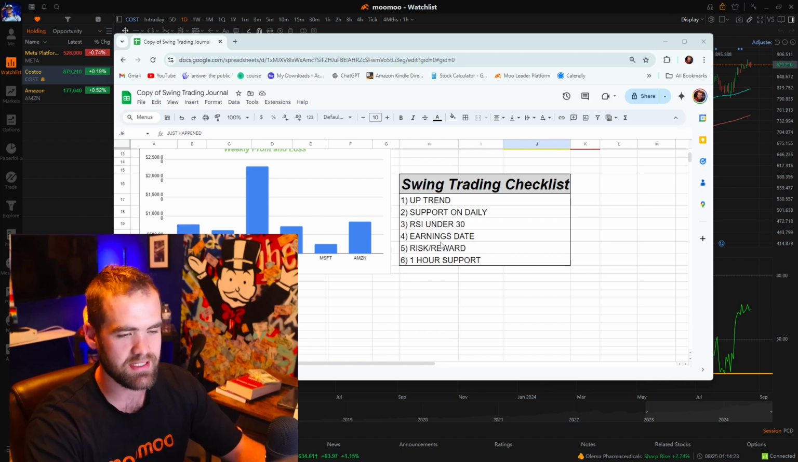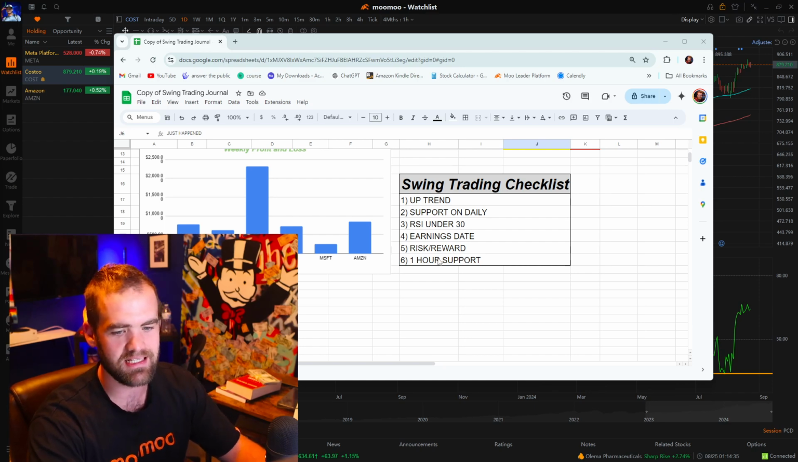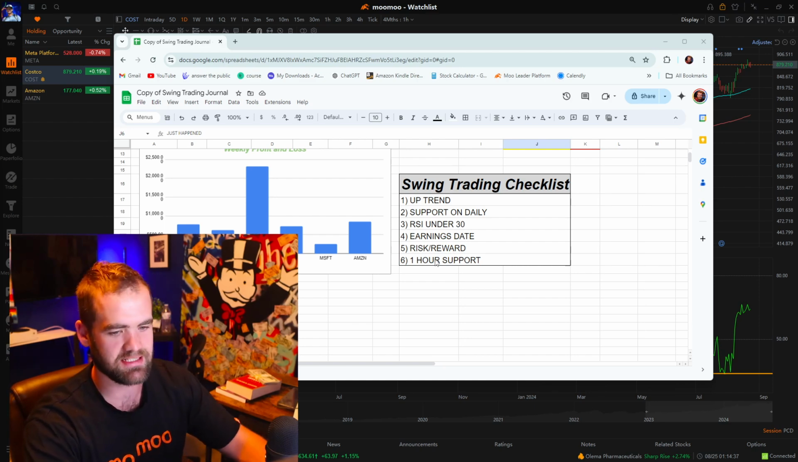The next thing is risk and reward. When I buy a position, I want a minimum of 2 to 3 to 1 risk and reward. So I'm risking $1 to make $2 or $3. The last thing is my plan execution.